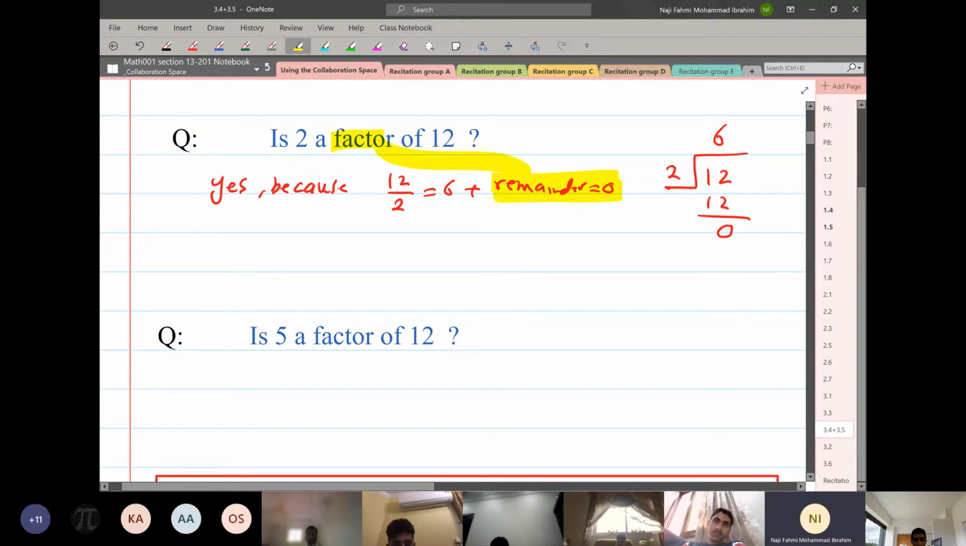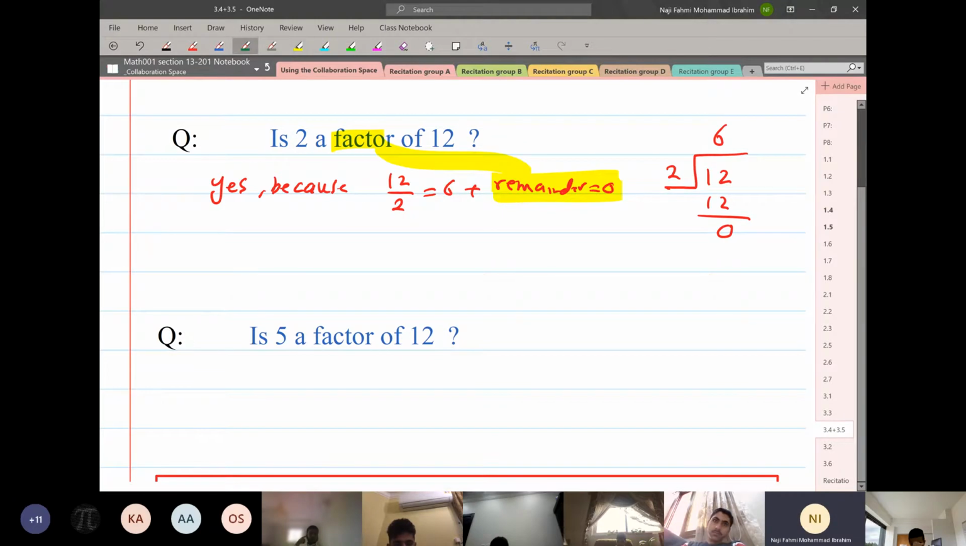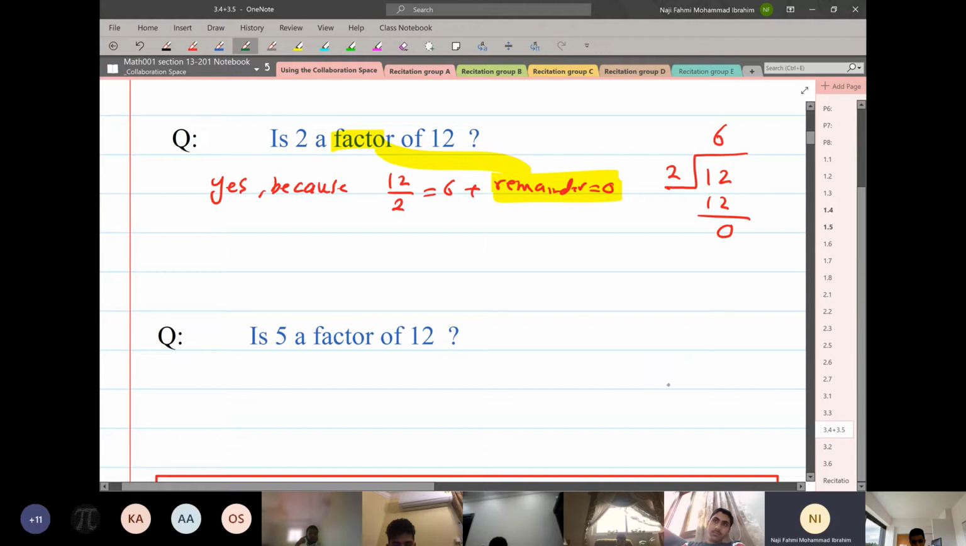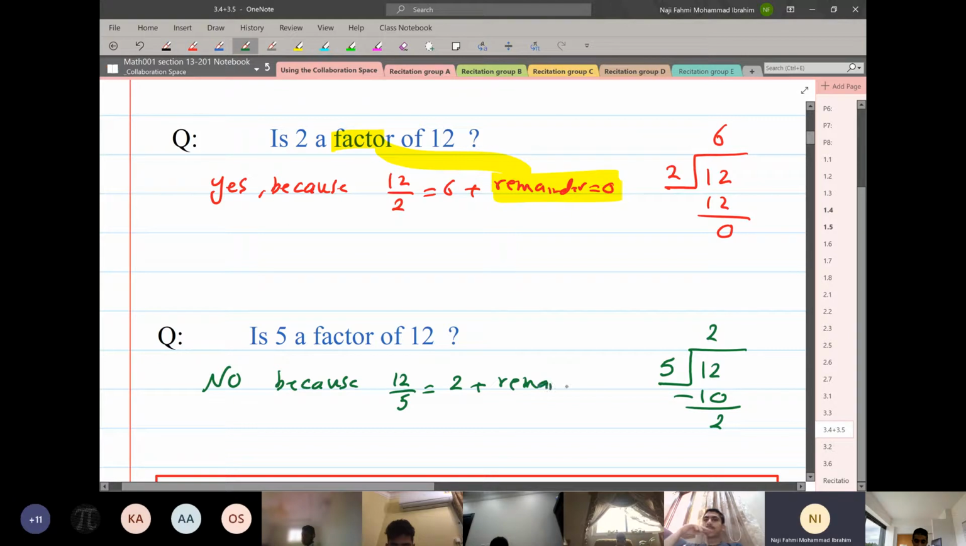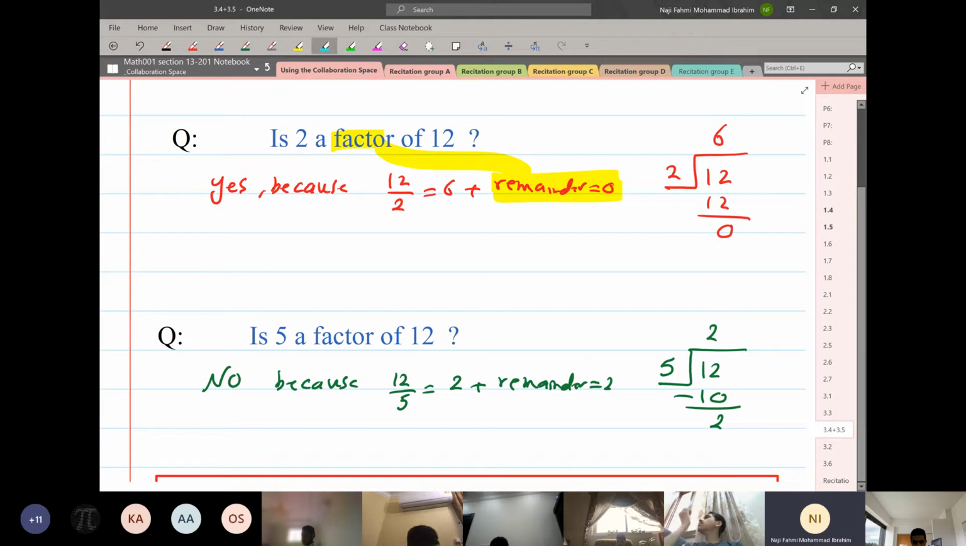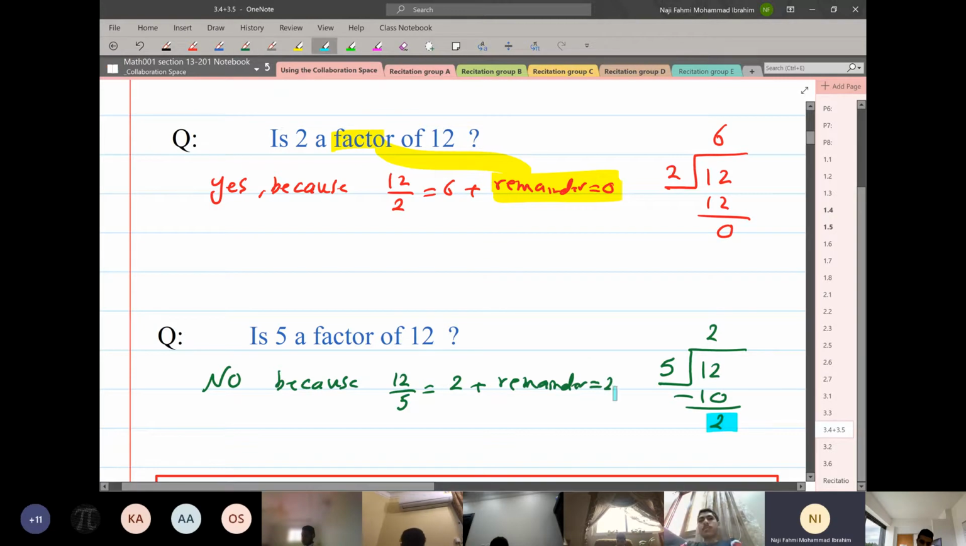Now look at the second example. Is 5 a factor of 12? If I divide 12 by 5, the answer is 2, and the remainder is 2. So is 5 a factor of 12? No, the answer is no. Why? Because the remainder is not 0. So when do I say that a number is a factor of another number? If the remainder is 0.